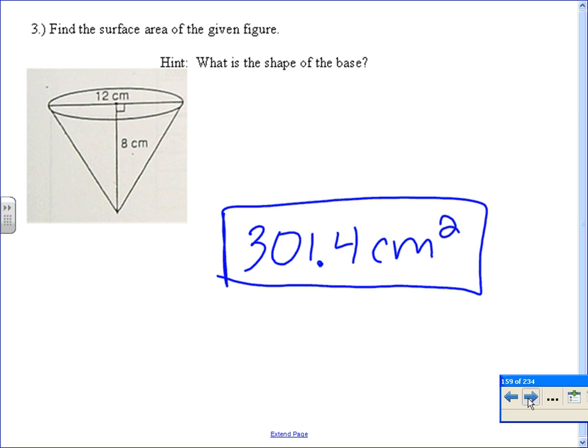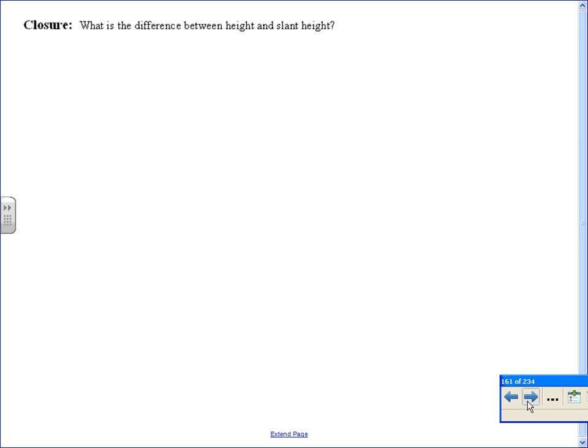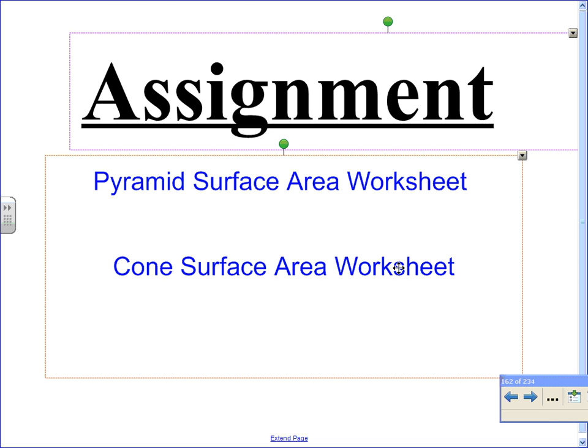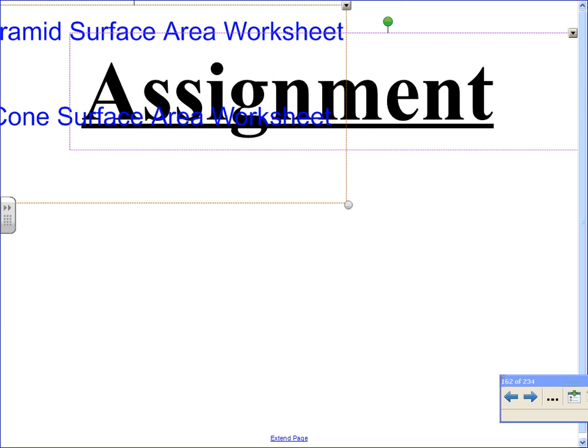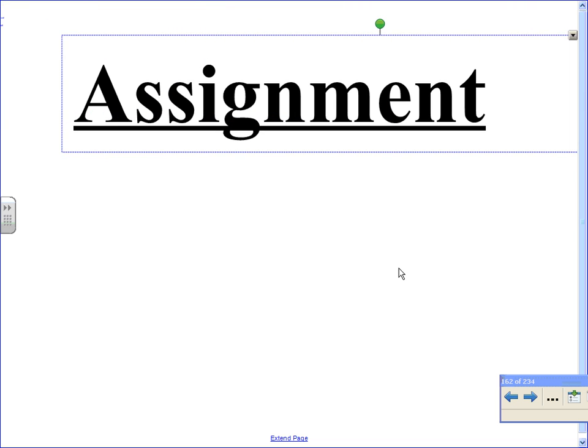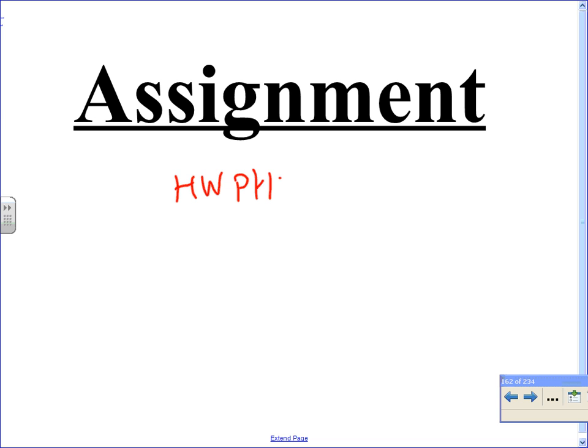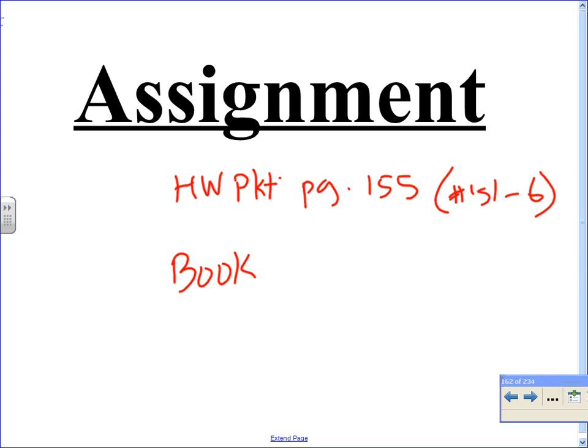All right. Homework. I'm going to give you guys 2 different things so I can make sure you practice some harder ones. First part is in your homework packet, page 155, numbers 1 to 6. Second one, sorry, is in your book. I know you guys don't like the book. Pages 547 and 548. We have some time to work here before we go.